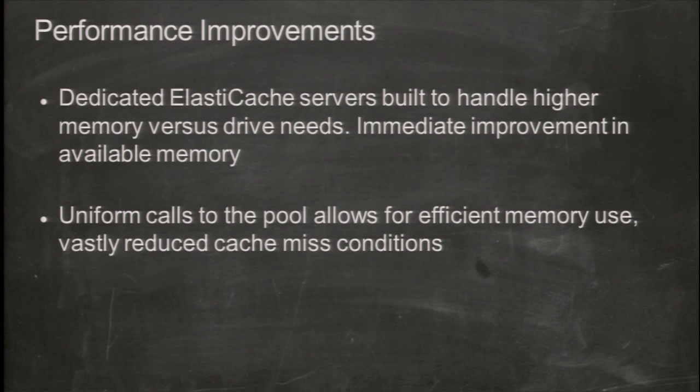But we saw immediate performance improvements. The ElastiCache servers, like I said, are built to handle memory operations, so they're an immediate improvement over your existing EC2s. And the uniform calls were tremendous for us. The fact that now we had a pool of memory that was reliably going to return back a true miss or a true hit was gigantic.